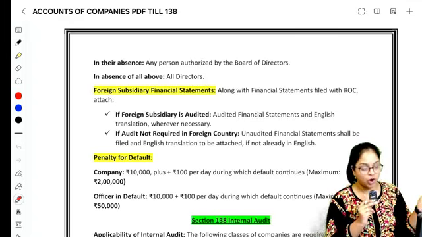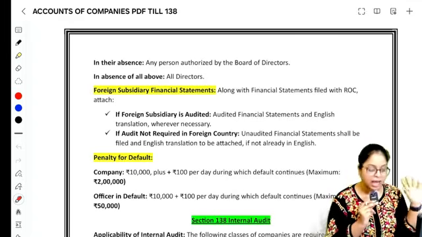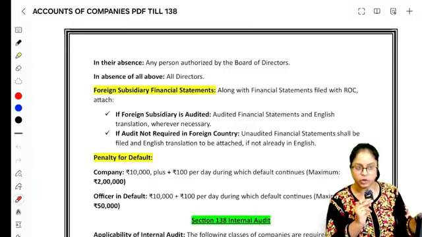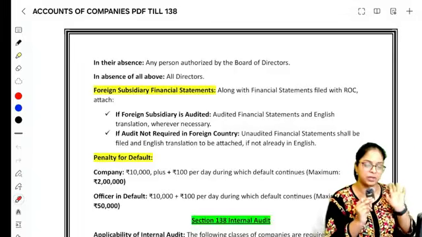Ma'am, what if it's the financial statement of a foreign subsidiary, but I don't have to get it audited because in Spain law audit is not required? It's okay. Unaudited version translated in English should be submitted to the ROC.